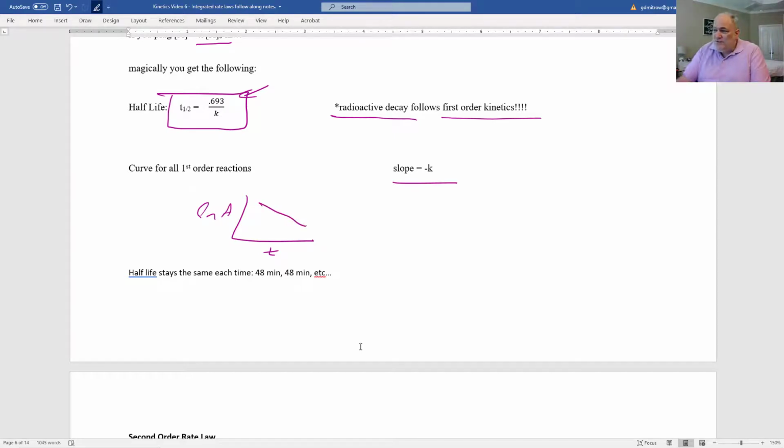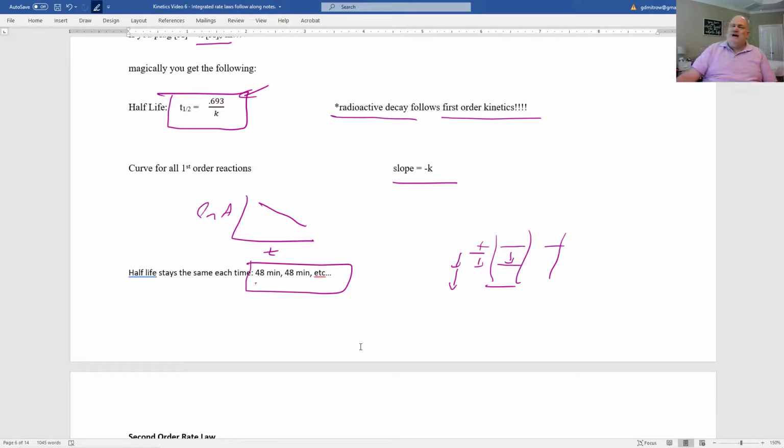But I also want to point out the half-lives, and this is the way we can tell it. If you have a data table, and in that data table you can see that over a certain amount of time, let's say it's 48 minutes, you lose half of it, then in another 48 minutes you're going to lose another half. And only for first order is the amount of time it takes to reach each new half-life the same.